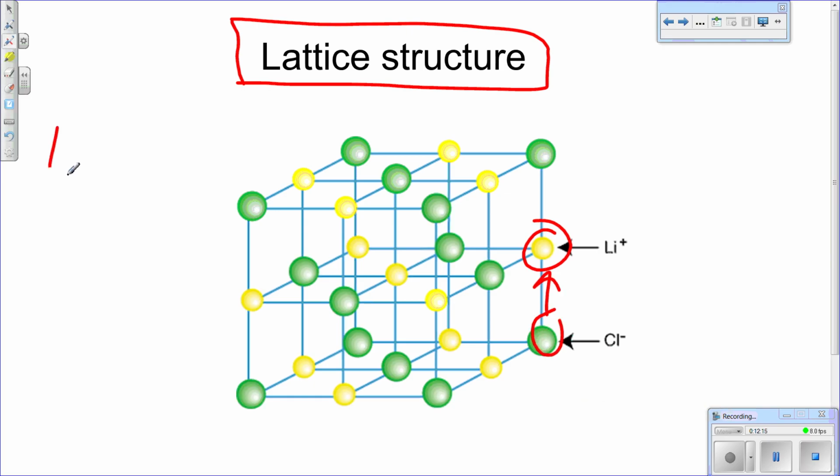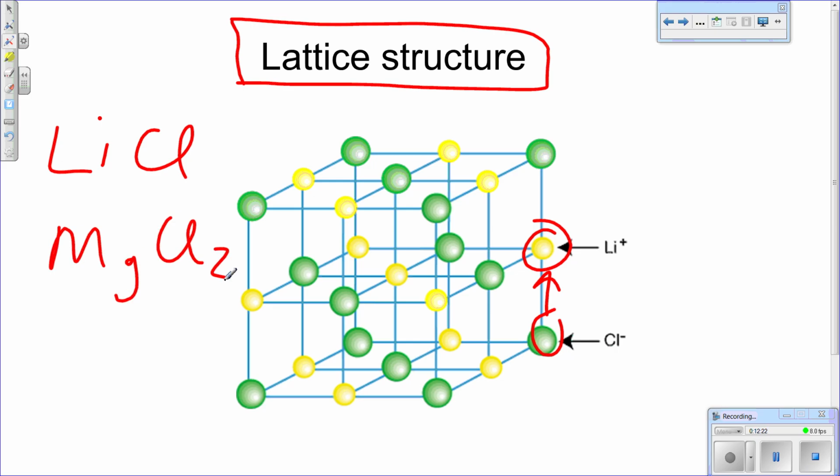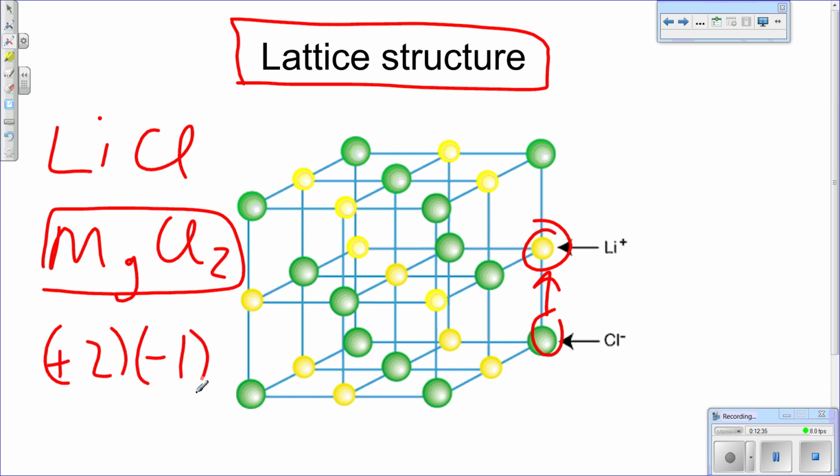So if you're comparing lithium chloride to magnesium chloride, which one has a higher melting point? Because with ionic compounds, we talk about melting points. Well, the answer is MgCl2. Why? Because Mg's charge is 2 plus, Cl's charge is negative 1. When you multiply the whole thing together, if you take the absolute value, the overall charge on the top is going to be 2. Lithium has a charge of plus 1. Chlorine has a charge of minus 1. You multiply the charge values, you're going to get 1 on the top of Coulomb's law.